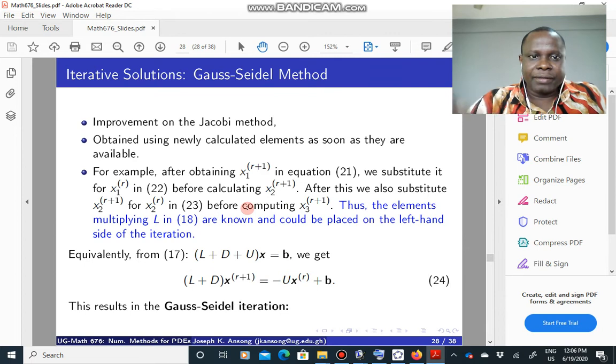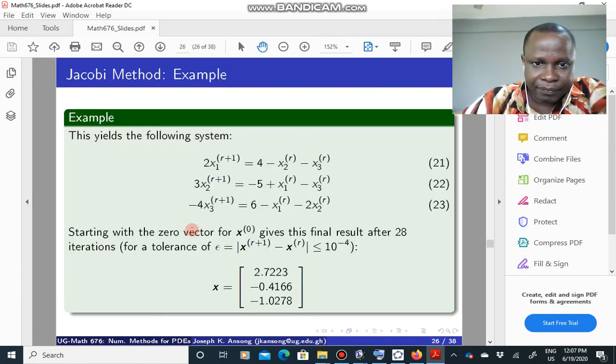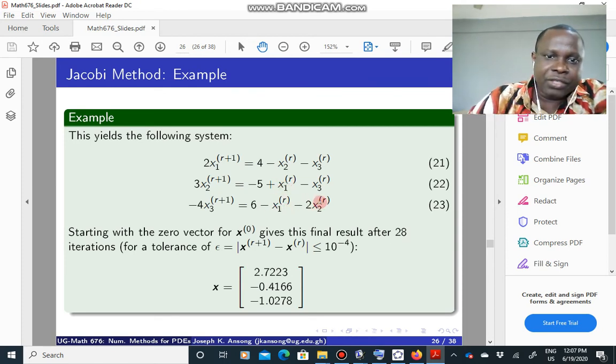It's obtained by using the newly calculated elements as soon as you get them, and as soon as they're available, you plug them into your next equation and solve for the new values. That is what this is explaining, which means that the elements that are multiplying the lower triangular matrix in equation 18 are known, and you could place them on the left hand side of the iteration. Note that these guys that you are replacing with this are actually elements of the lower triangular matrix. This guy, that, and this, these are elements of the lower triangular matrix.